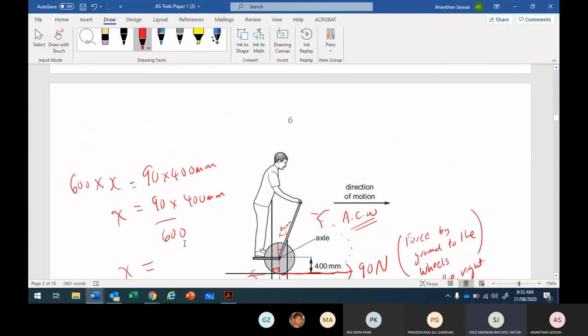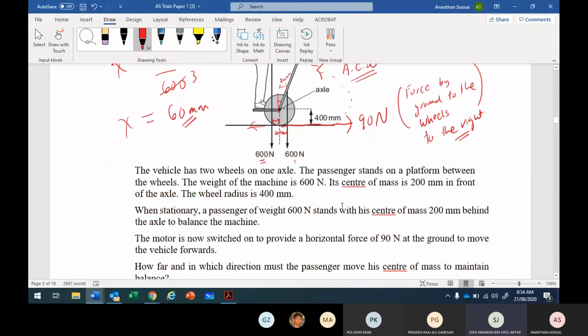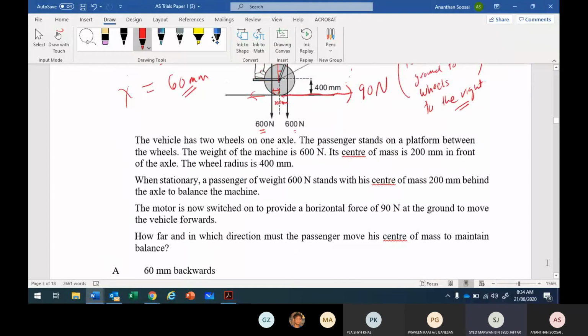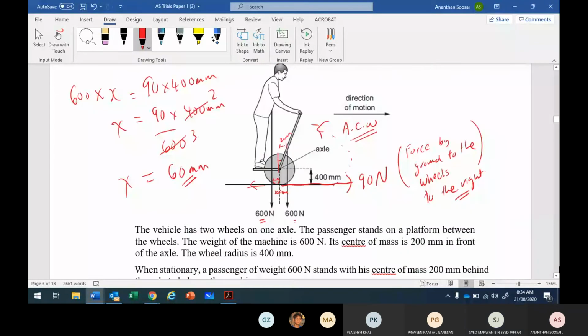Anyone can calculate with me? 90 over 600. This is 2, this is 3, right? So 30. How much? 60. So 60 mm forward. No, you must move forward under 40 mm. Do you agree under 40 mm? Because this x is what? This x is the new location where the center of gravity needs to be placed.